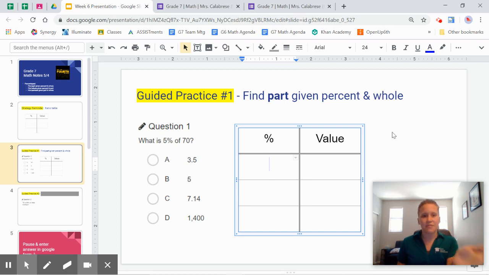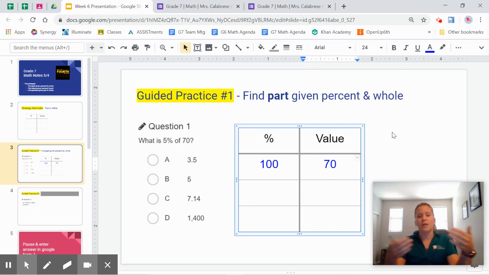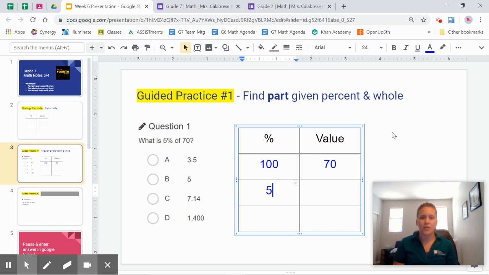Okay, so what is 5% of 70? I like to start with the 100% because I'm given the whole. I know that 100% is 70. So anything on one row of my ratio table should be equivalent. So 70, the value, is equivalent to or represents 100%, okay? And I want to know what is 5%. Where should I put the 5? Absolutely, I should put it in the percent column, okay?